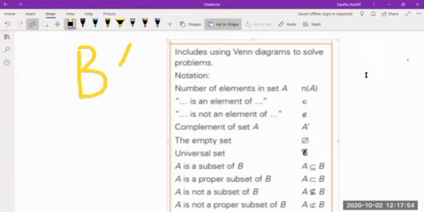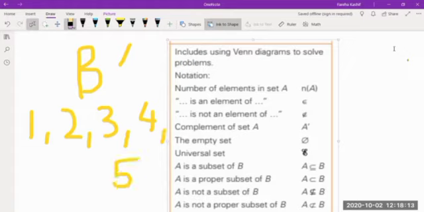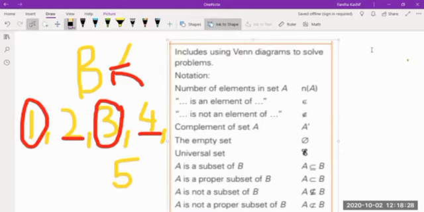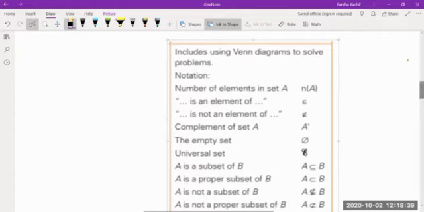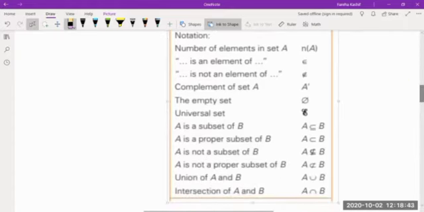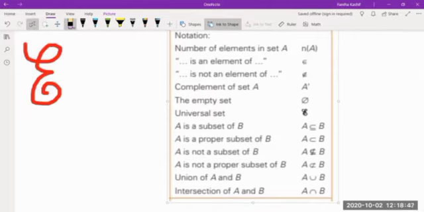If I say that I have a total of numbers 1, 2, 3, 4, and 5, and set B contains all even numbers, that gives me 2 and 4 in set B. And so I'm left with 1, 3, and 5 outside set B. So if I'm asked for B complement, which means anything that is not in set B, it means 1, 3, and 5.